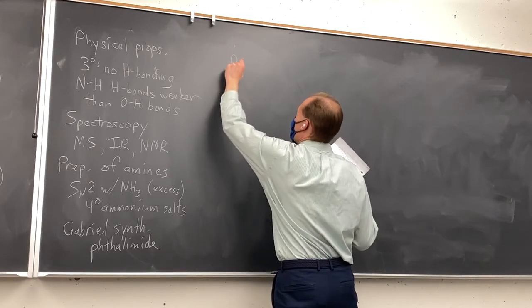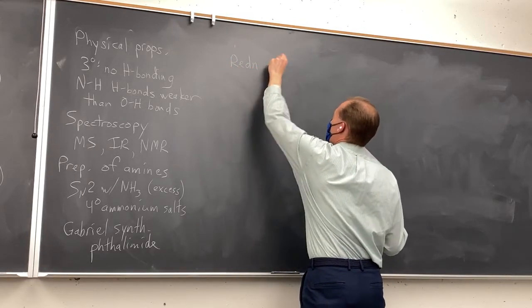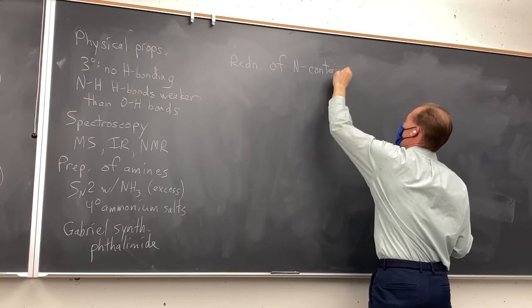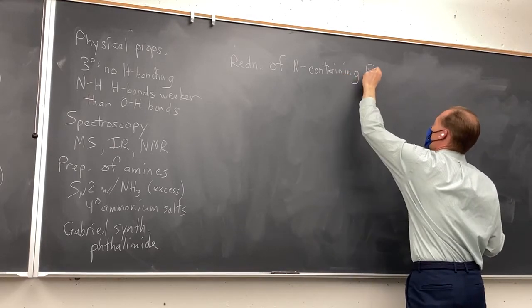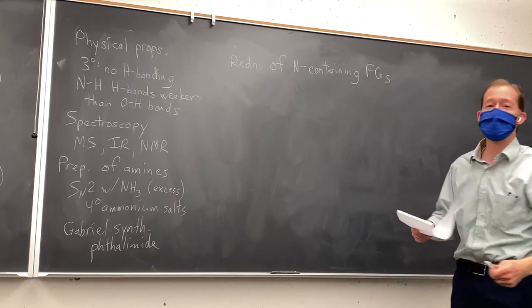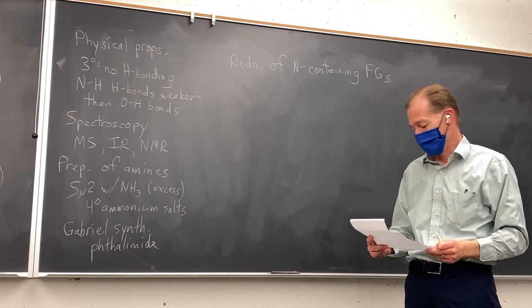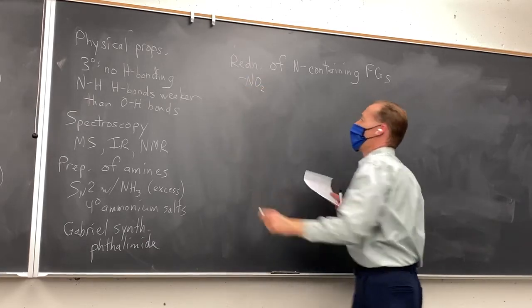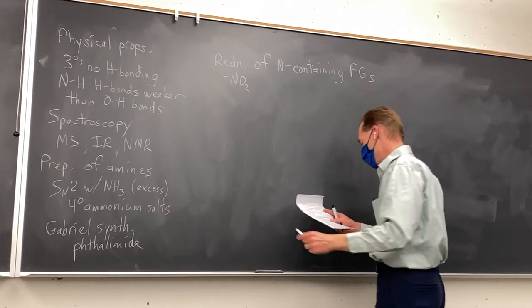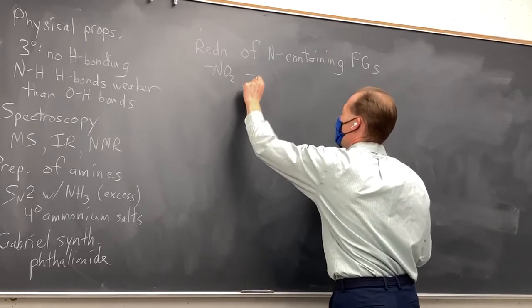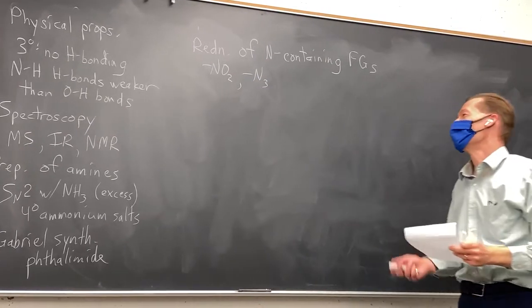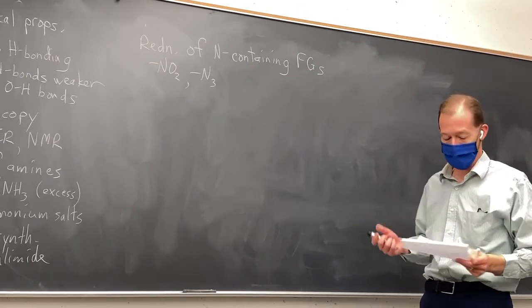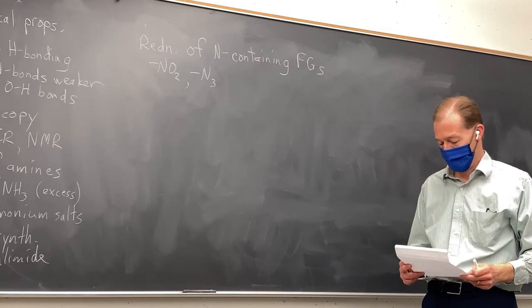Then we learned about reduction of nitrogen-containing functional groups as a way of synthesizing amines. And there were several of these that we had. Most of these we'd learned how to reduce before, reducing a nitro group. One we learned about that we hadn't learned about reducing before was reducing the azide. Remember, that one was not in the book, but I told you that that's a very useful way of generating amines.